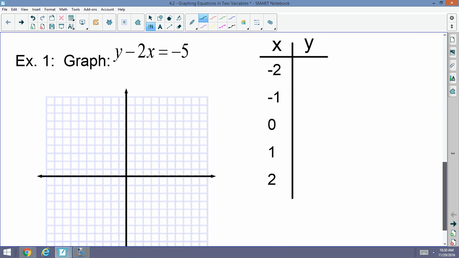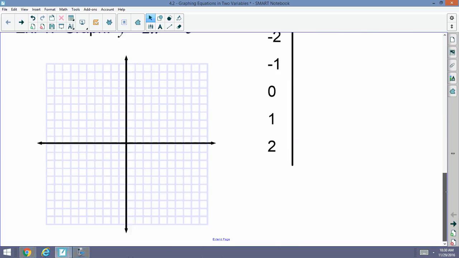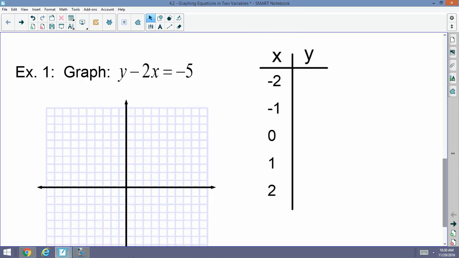So for example, I want you to graph this right here. First of all, it's not in y equals form. This is y minus 2x equals -5. I have to solve for y. I want to get y all alone. So how do I get y all alone?